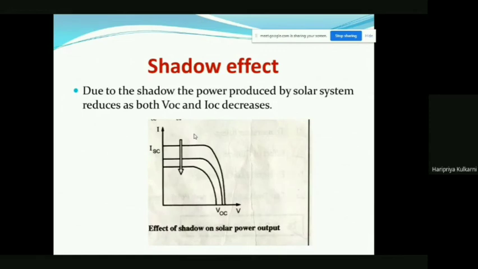Then effect of shadow. If there is a shadow, there will be less extraction of the solar power because the amount of energy received will be less due to the shadow effect. We are going to perform one practical on the effect of shadow as well. So the characteristics will get shifted accordingly. If the shadow is removed, the characteristics will move upward. If a shadow is inserted, the characteristics will move downward.